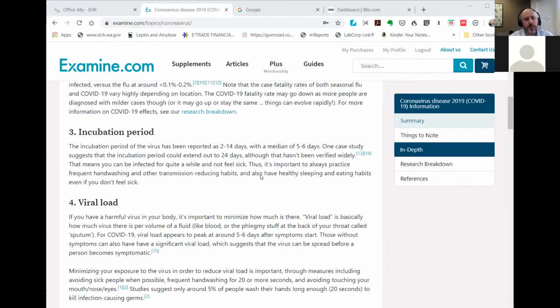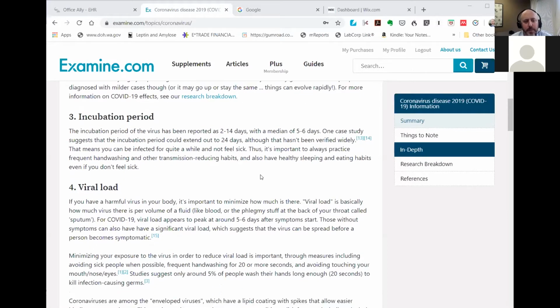I think people know at this point that the incubation period of this particular virus is 2 to 14 days, and with some extreme measures it can be 24 days. That means that if a person were exposed, the symptoms would likely appear between 2 and 14 days. You can be infected for a little while, up to 5 to 6 days, without feeling sick.